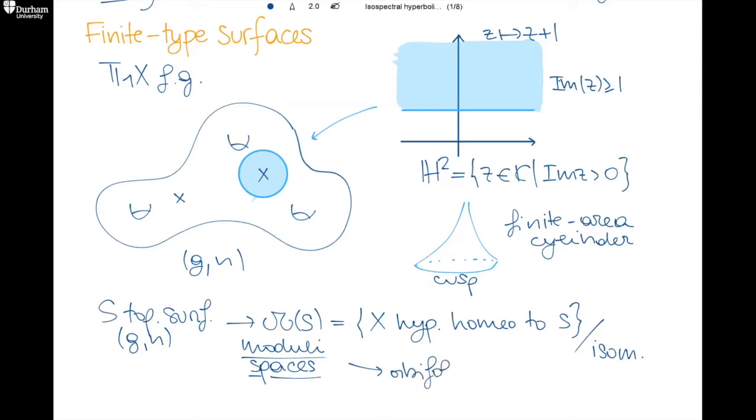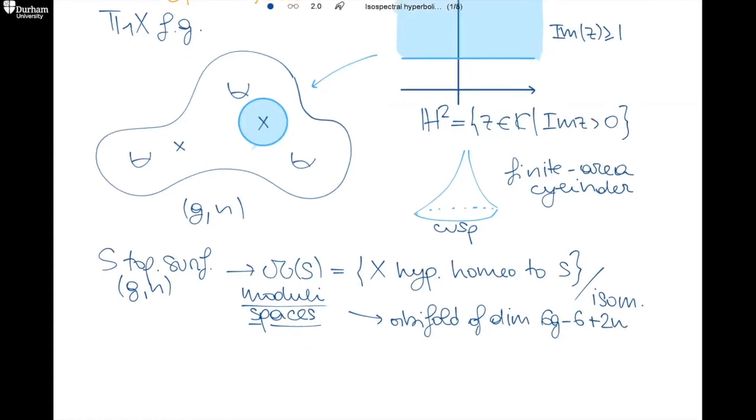So there are some points at which I don't really have a manifold structure, but it looks rather like the quotient of a manifold by a finite group. It's not super important, but it's something of dimension 6g minus 6 plus 2n. Again, the explicit dimension is not important. What it means is that if I fix the topological surface, I have uncountably many hyperbolic structures on that given surface.